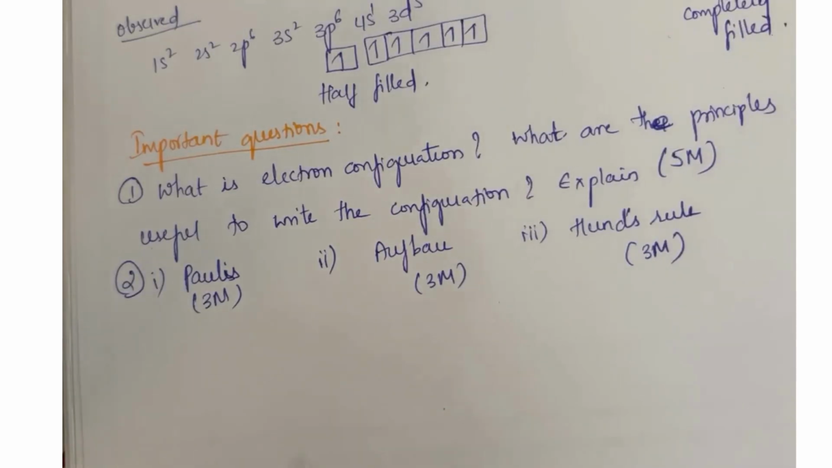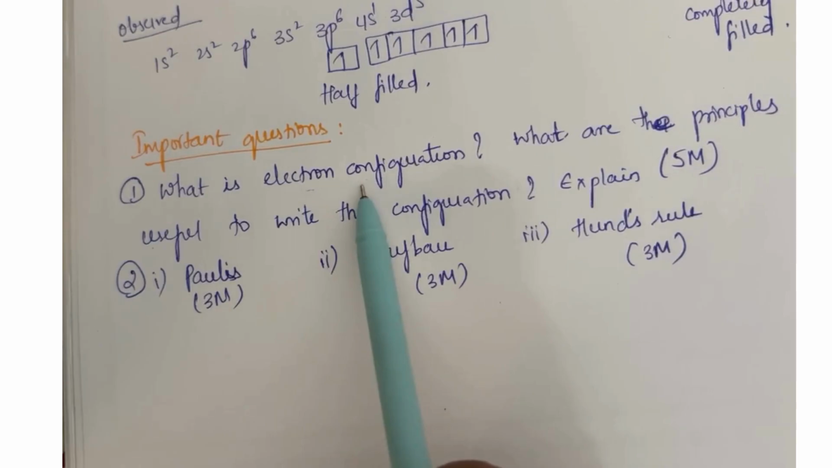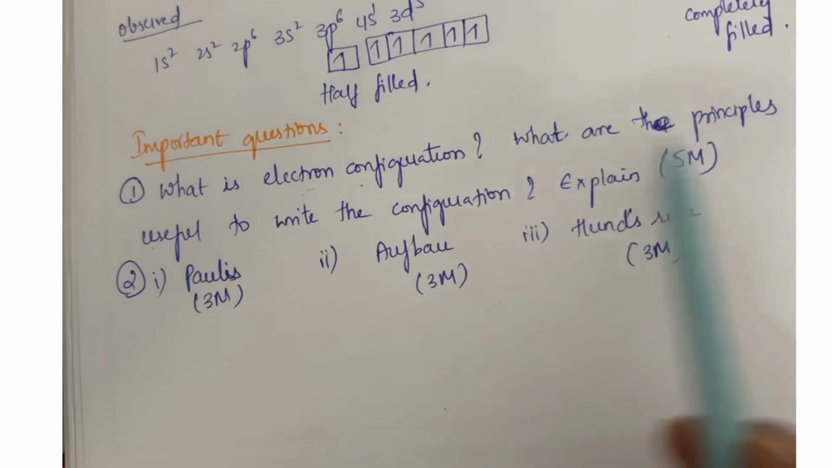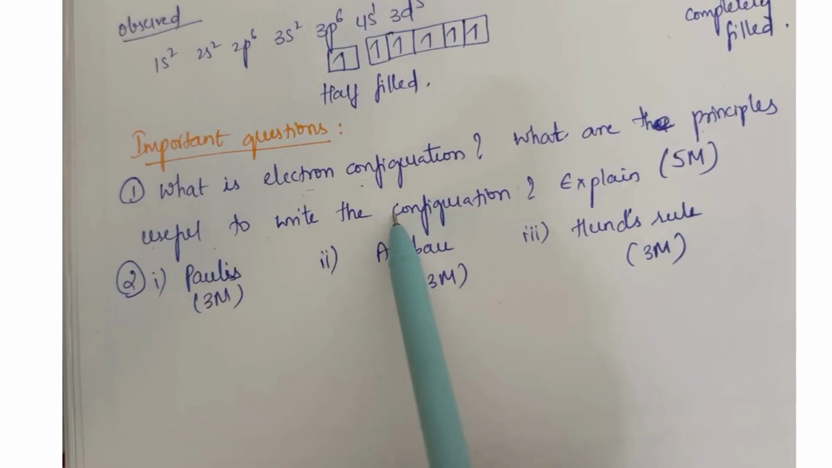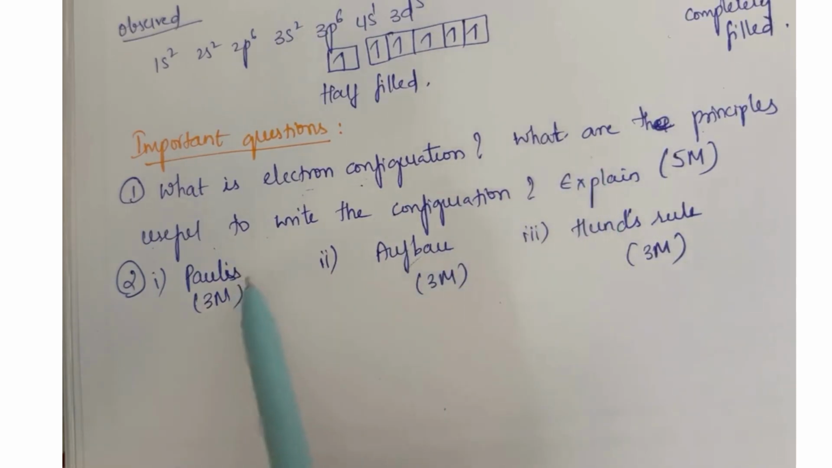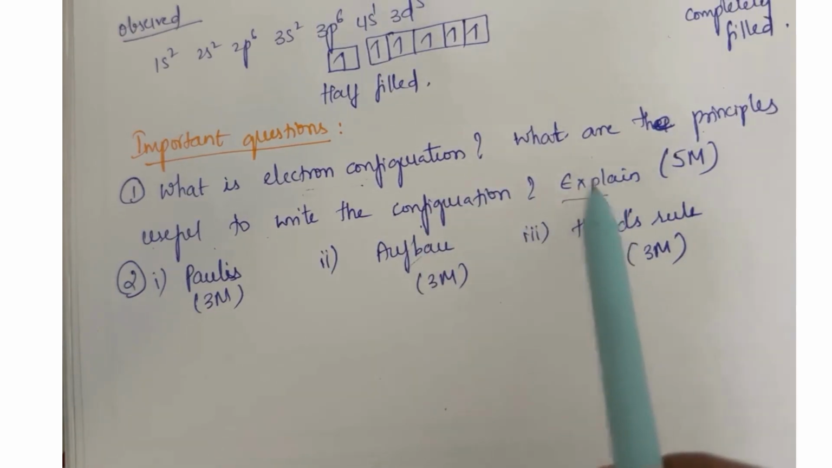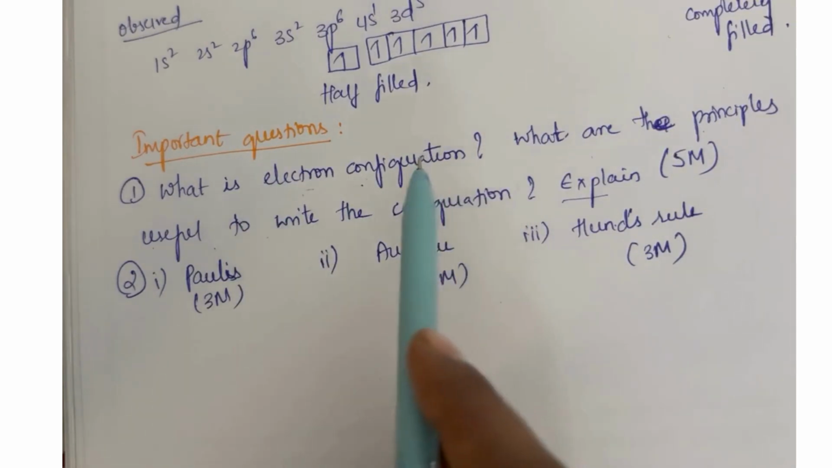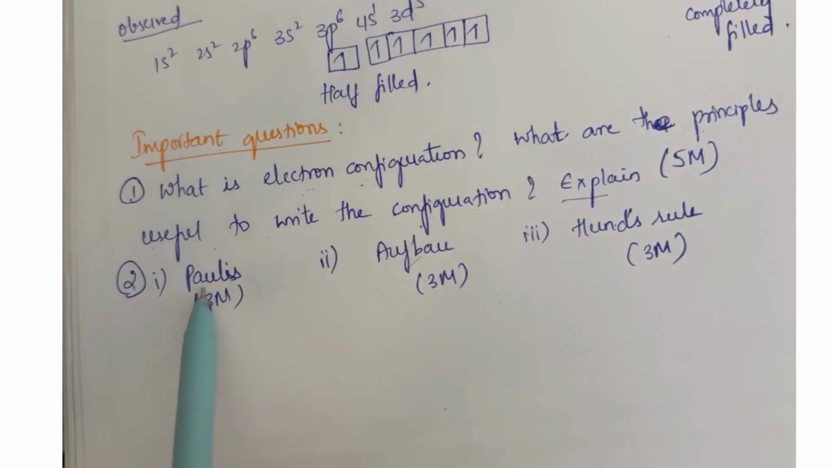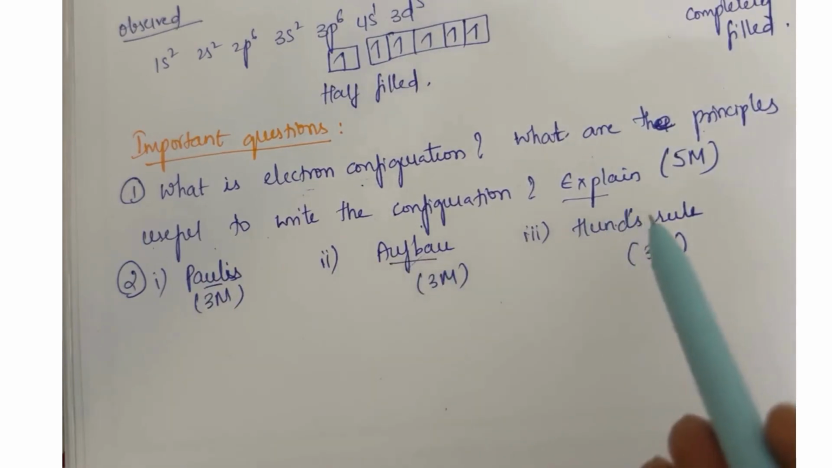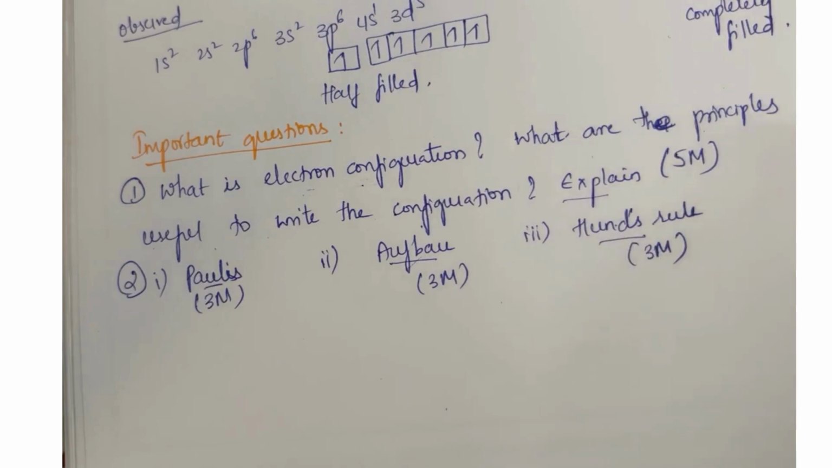The important questions are these. They can ask what is electronic configuration, and you need to give the definition for 1 mark. They can ask what the principles used to write the configuration are, and you need to write Aufbau, Pauli's and Hund's: mention the names for 1 mark, and explain them with definitions for 3 marks. Overall this can be given for 5 marks. Or in short, they can ask you to state and explain the Pauli principle, or the Aufbau principle, or Hund's rule for 3 marks.